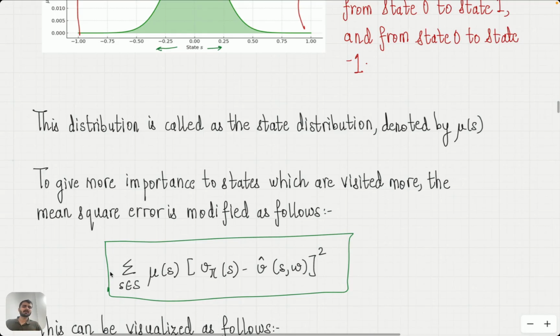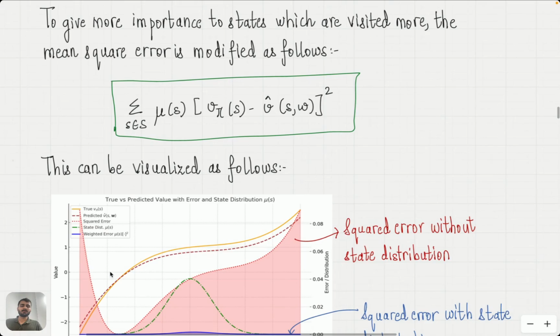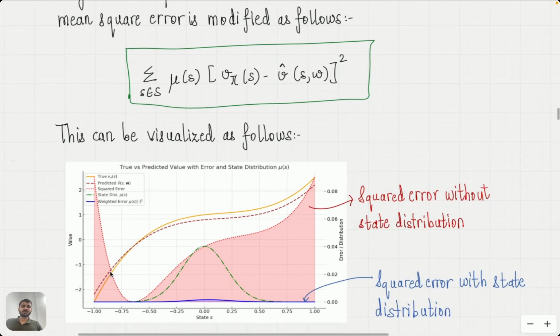You might hear me say this word multiple times, and it's really simple. It states that state distribution captures how many states are visited, how frequently. So this can now be visualized as follows. Previously, we had this shaded area which was in red, right? Which was giving equal importance to all of the different states.